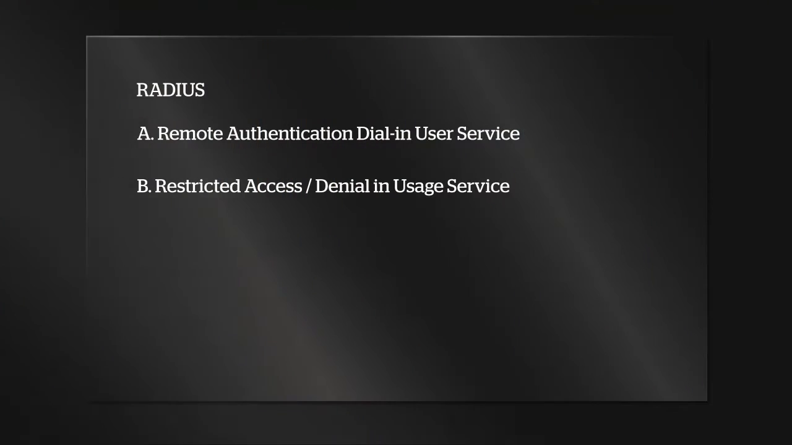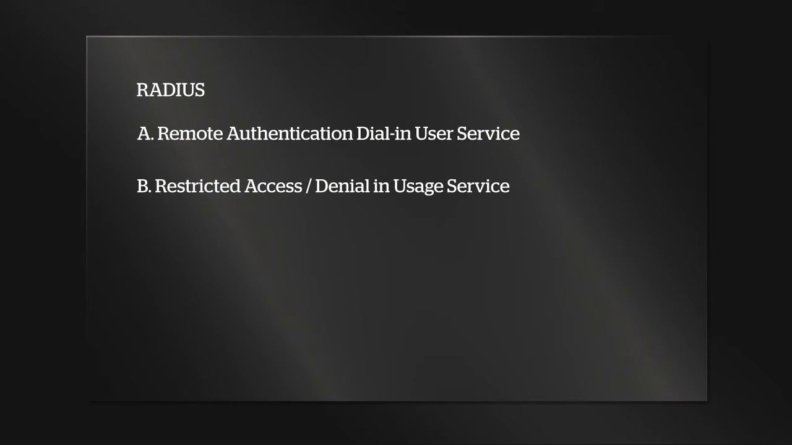All right, RADIUS maybe. Here we get networking. A, Remote Authentication Dial-In User Service, or B, Restricted Access, Denial and Usage Service. I think RADIUS is remote authentication from what I remember, so I would go with A on this one. Yeah, I would tend to go with A as well, because something about denial and usage service just doesn't sound like what you're looking for here.